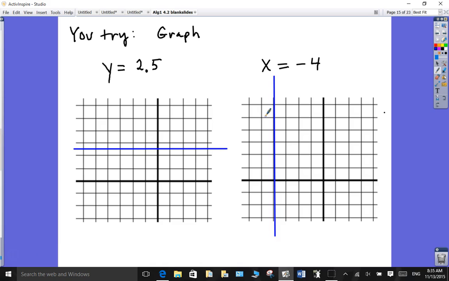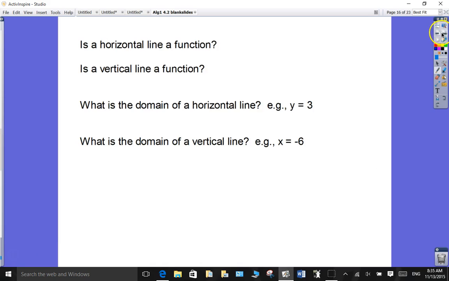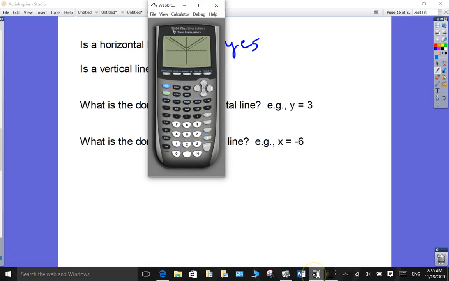Oh, that reminded me of another thing. But so we have to say here, right? Is a horizontal line a function? Yes. Now, I didn't put out the calculators today, but you remember the face of the calculator good enough. Come on.